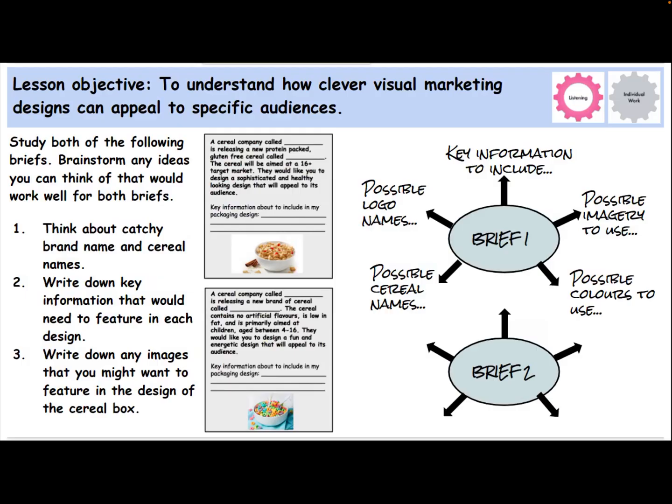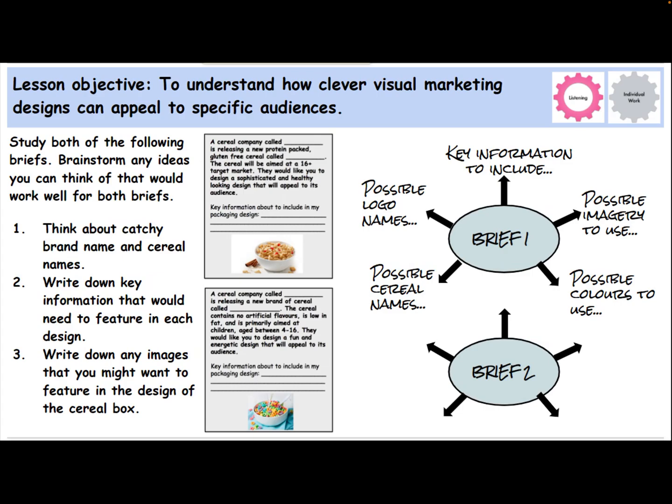So we're going to be having a look at the brief itself. The brief really is the thing which sets out the project. It gives you an idea about what to work towards, or the parameters in which your project is going to be. So basically what you're going to be doing is producing the box and the character for a new cereal. So a cereal company called so-and-so, because we don't know who it's going to be yet, is releasing a new brand of cereal called so-and-so.